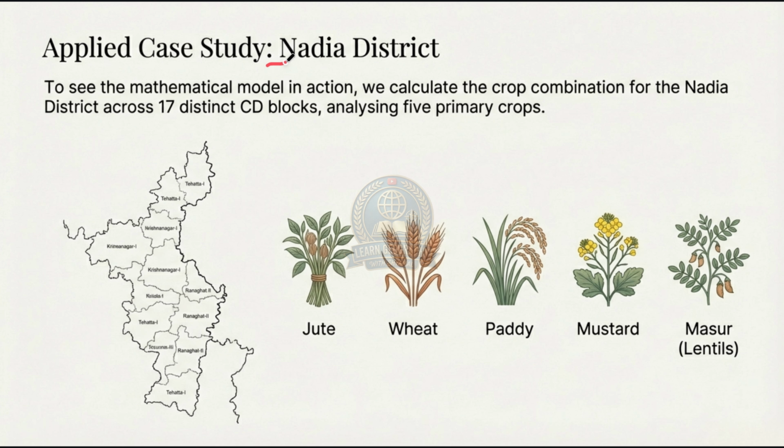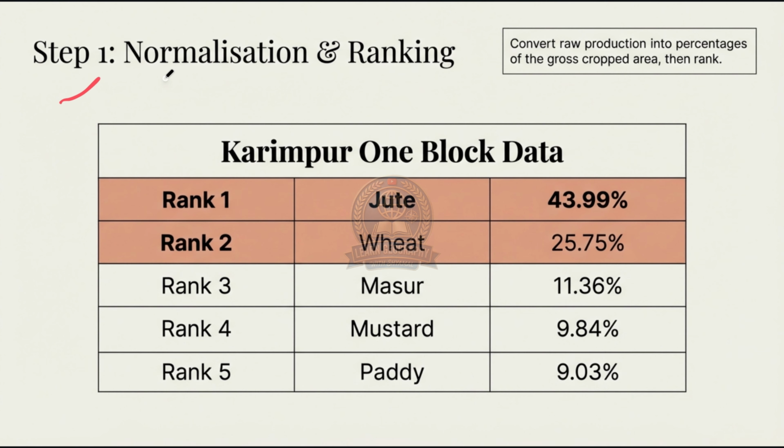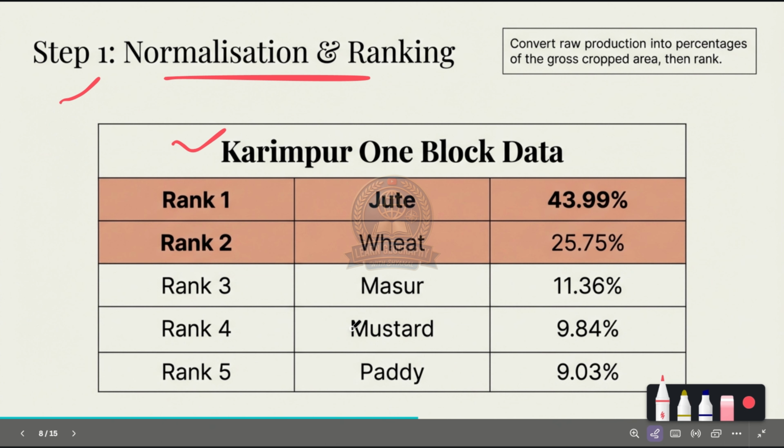Applied case study, Nadia district. To see the mathematical model in action, we calculate the crop combination for the Nadia district across 17 distinct CD blocks, analyzing 5 primary crops. What are the primary crops? Primary crops are jute, wheat, paddy, mustard, and lentils. Now, step 1, normalization and ranking. Convert raw production into percentage of the gross cropped area, then rank. Okay, Karimpur 1 block data: rank 1, rank 2, rank 3, rank 4, rank 5, jute, wheat, lentils, mustard, and paddy, and these are the percentages accordingly.